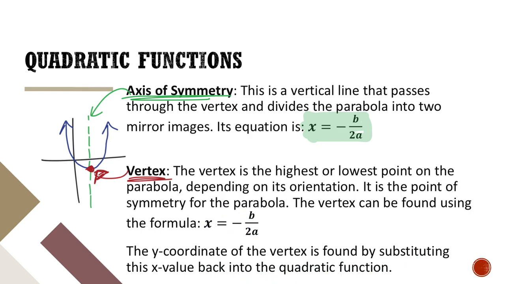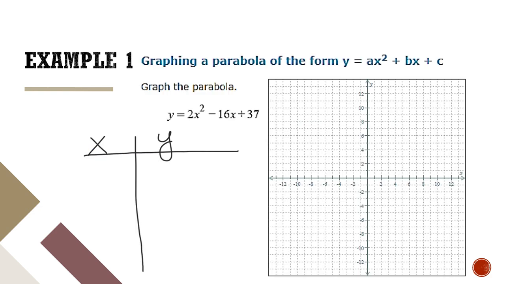So let's go ahead and graph a parabola of the form y equals ax squared plus bx plus c. So it has 2x squared minus 16x plus 37. The way we're going to do it is we're going to plot the vertex, the middle, and then we're going to do 2 points to the left and then 2 points to the right. And how to graph any equation is by just making an xy table. So we're just going to find the middle, which is that formula of x equals negative b over 2a, and we're going to substitute those values in.